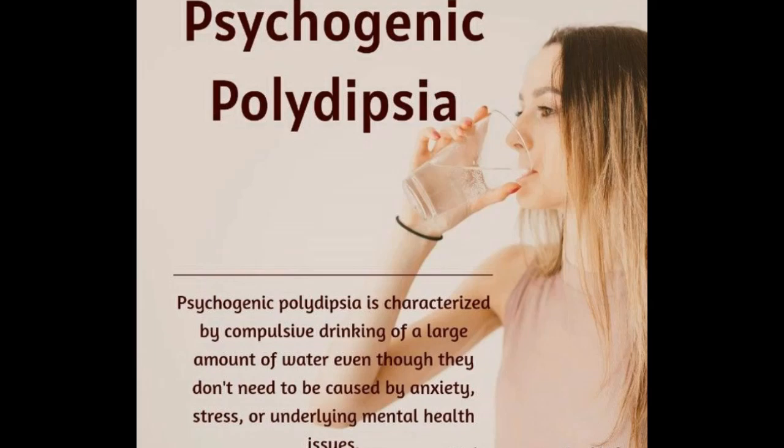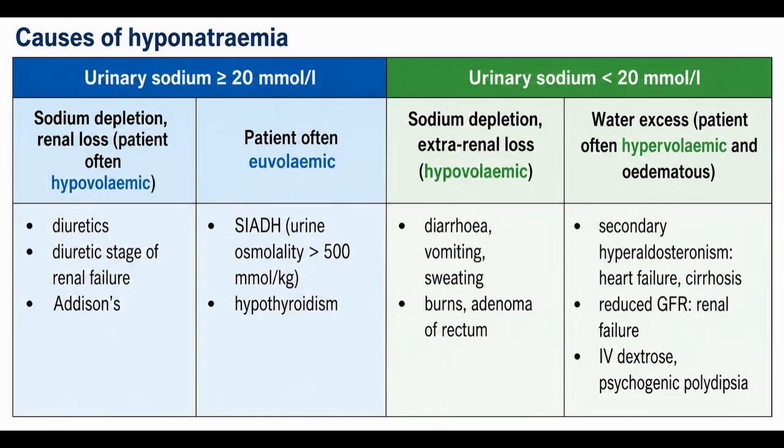Psychogenic polydipsia. Patients drink excessive amounts of water. The kidneys cannot excrete the excess water rapidly enough, leading to dilutional hyponatremia. Now we'll discuss the diagnostic algorithm for hyponatremia.